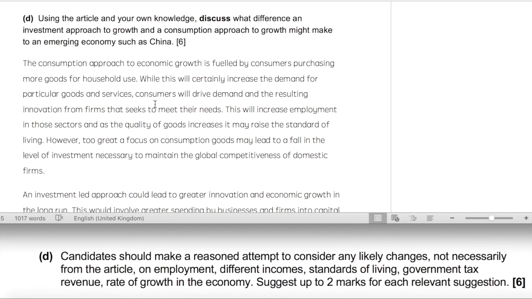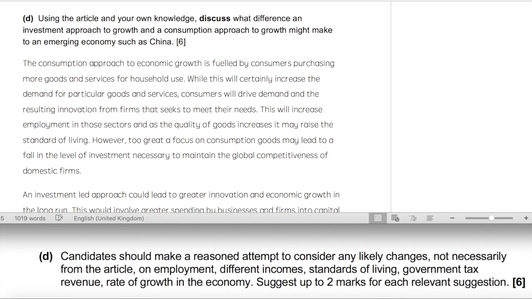Using the article and your own knowledge, discuss what difference an investment approach to growth and a consumption approach to growth might make to an emerging economy such as China. 6 marks. The consumption approach to economic growth is fueled by consumers purchasing more goods and services for household use. While this will certainly increase the demand for particular goods and services, consumers will drive demand and the resulting innovation from firms that seeks to meet their needs. This will increase employment in those sectors, and as the quality of goods increases, it may raise the standard of living. However, too great a focus on consumption goods may lead to a fall in the level of investment necessary to maintain the global competitiveness of domestic firms.